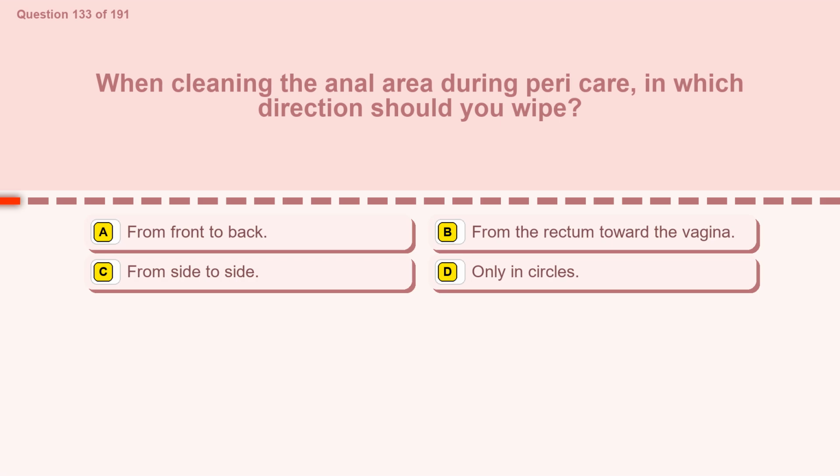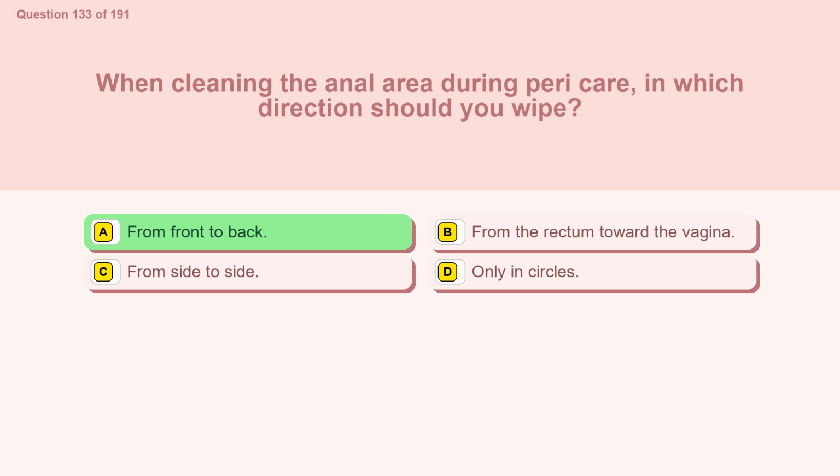Question 133. When cleaning the anal area during peri-care, in which direction should you wipe? Option A. From front to back. Option B. From the rectum toward the vagina. Option C. From side to side. Option D. Only in circles.